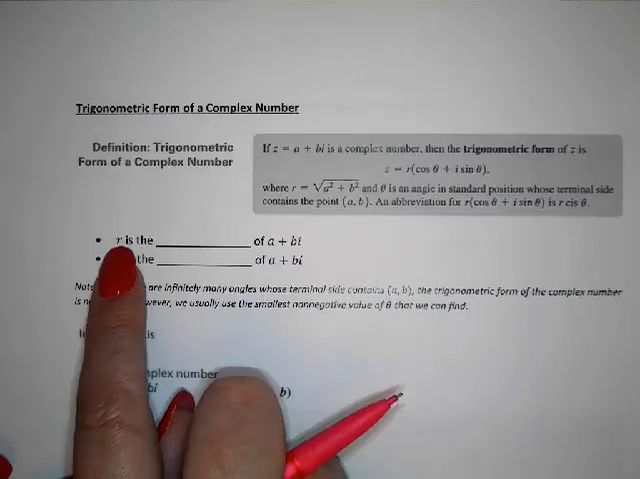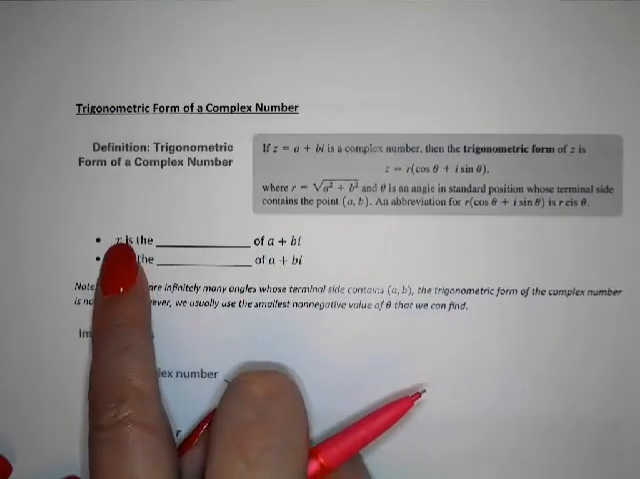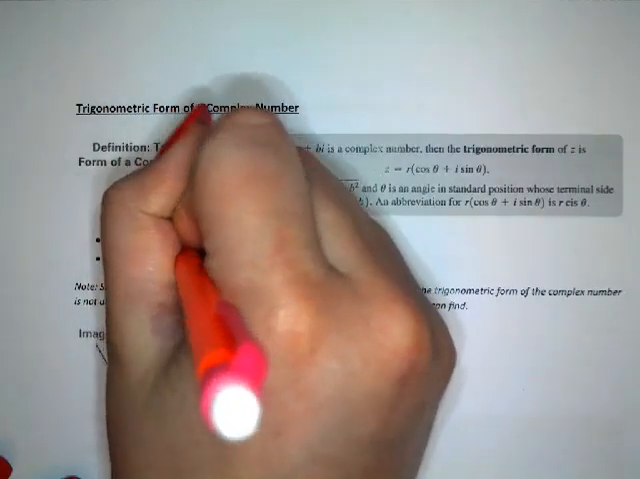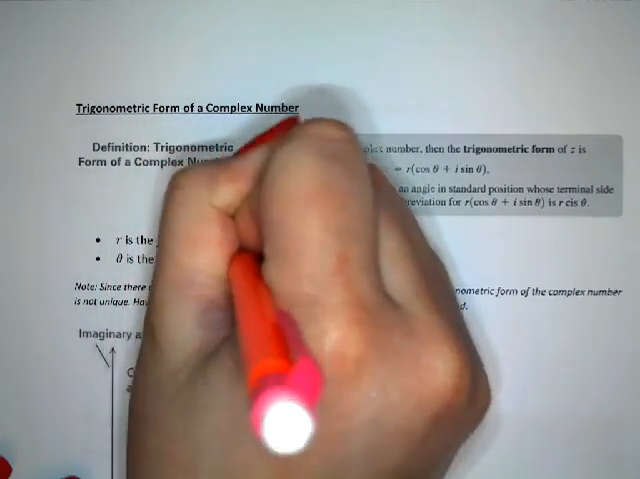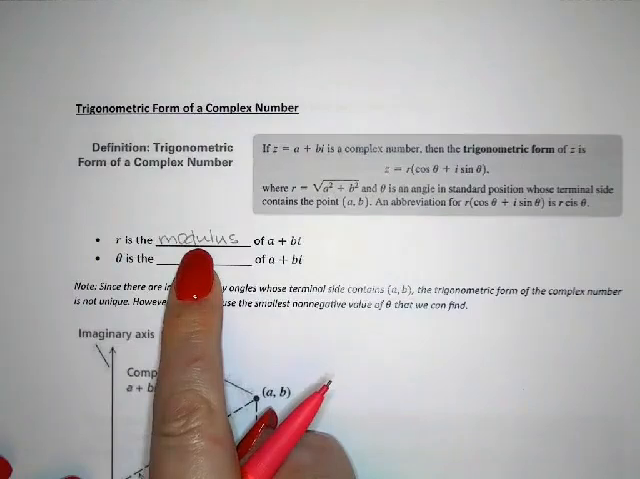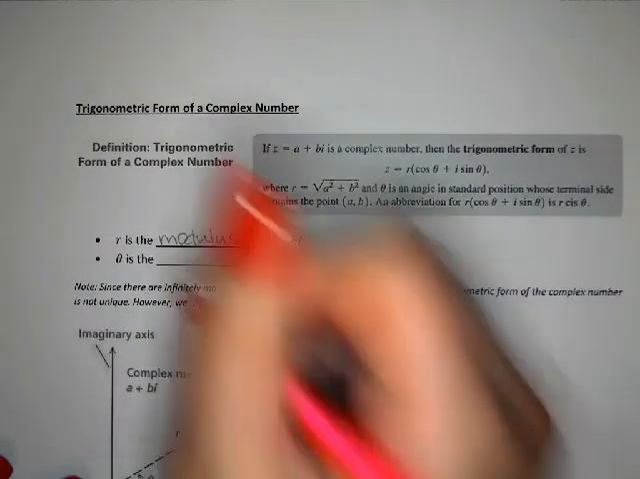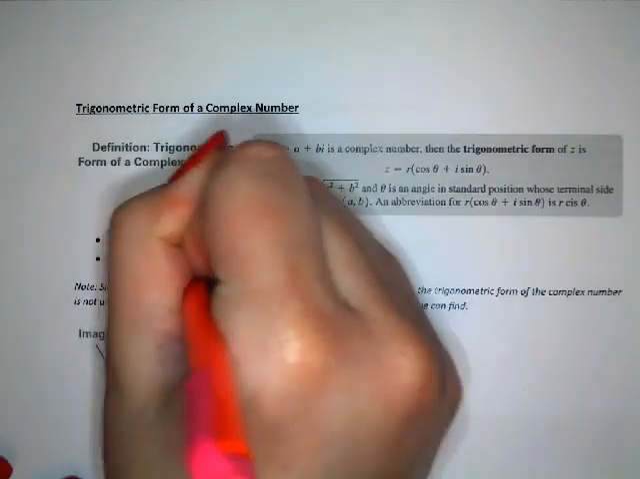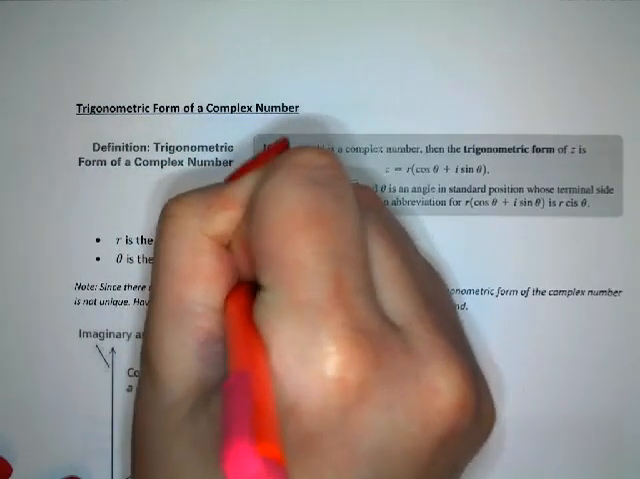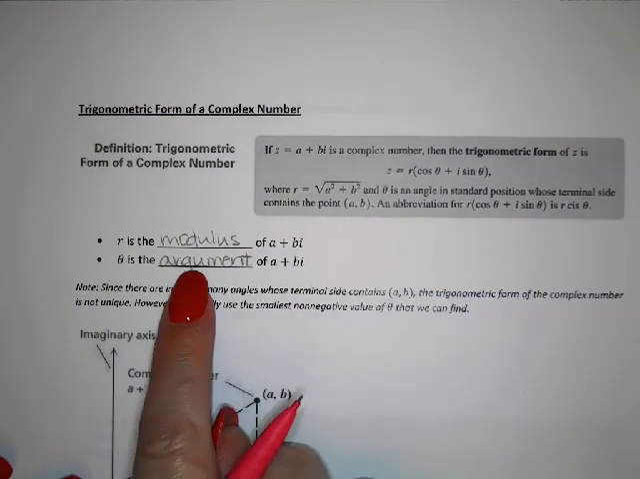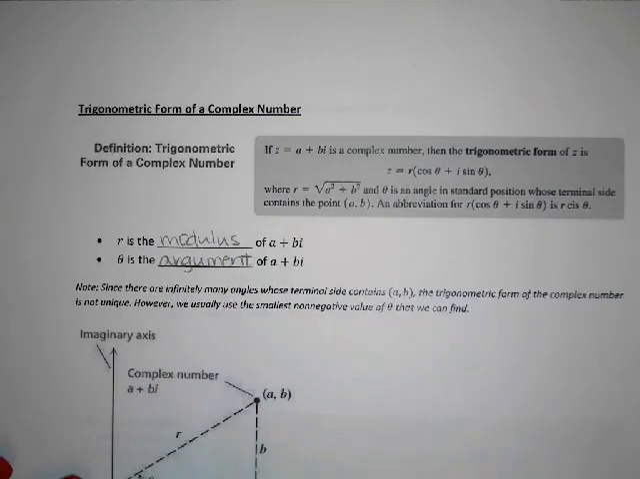So r is the modulus, that's what they call it here. r is the modulus of a plus bi. In vectors, we called it the magnitude. Theta is the argument of a plus bi. In vectors, we called it the position angle. All right, so modulus and argument, same idea, but slightly different words to describe it.